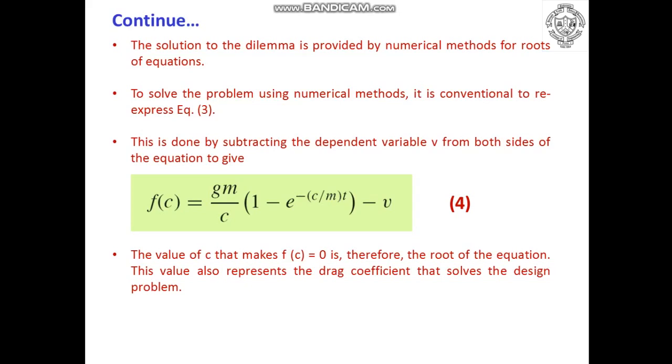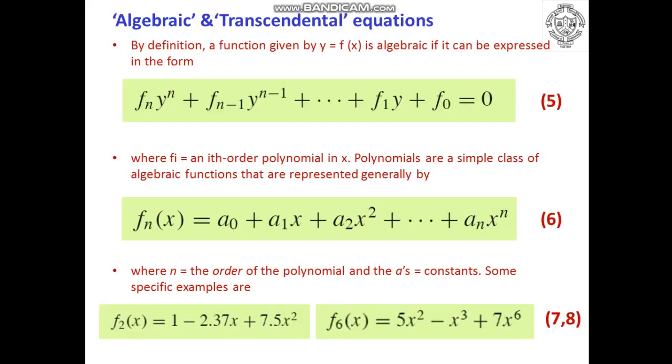As we have subtracted V from both sides, on the left hand side you will get 0, and on the right hand side V will be subtracted from the whole expression. So the value of C that makes f of C equal to 0 is considered to be the root of the equation. This value also represents the drag coefficient that solves the design problem.